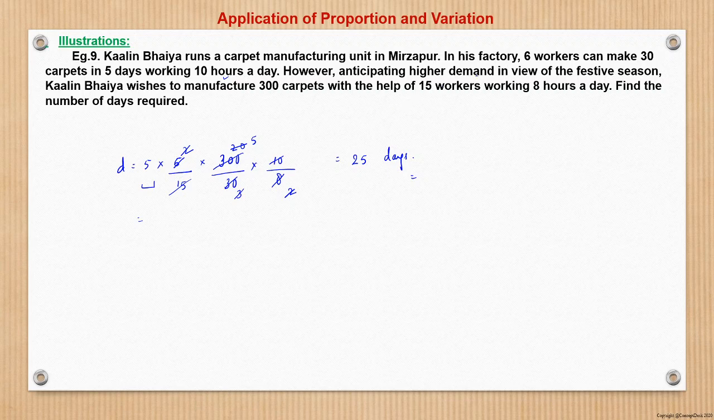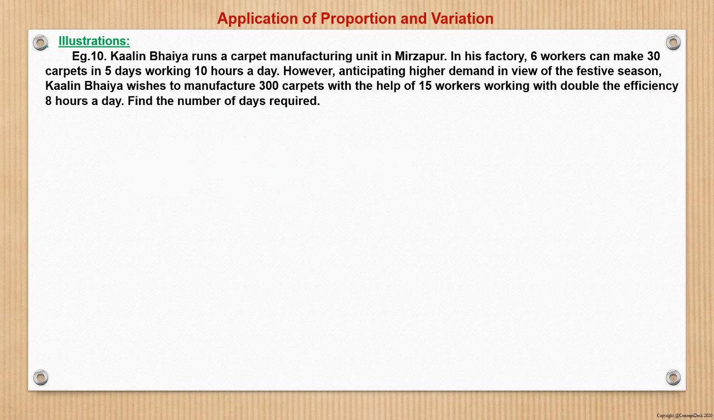So it has a reducing impact, 6 upon 15. Similarly, the second variable is number of carpets. More carpets produced, more days required. So it has 300 upon 30. Similarly, number of hours, opposite impact, right? More hours working per day, number of days required is less. So it will be an inverse relationship, which is 10 upon 8. So that way we simplified this calculation and got 25 days as the answer. Now we'll move to question number 10.